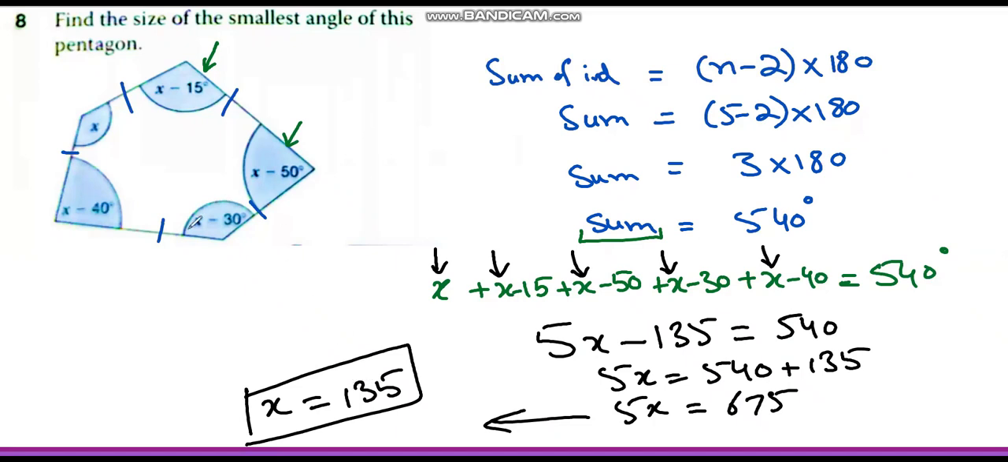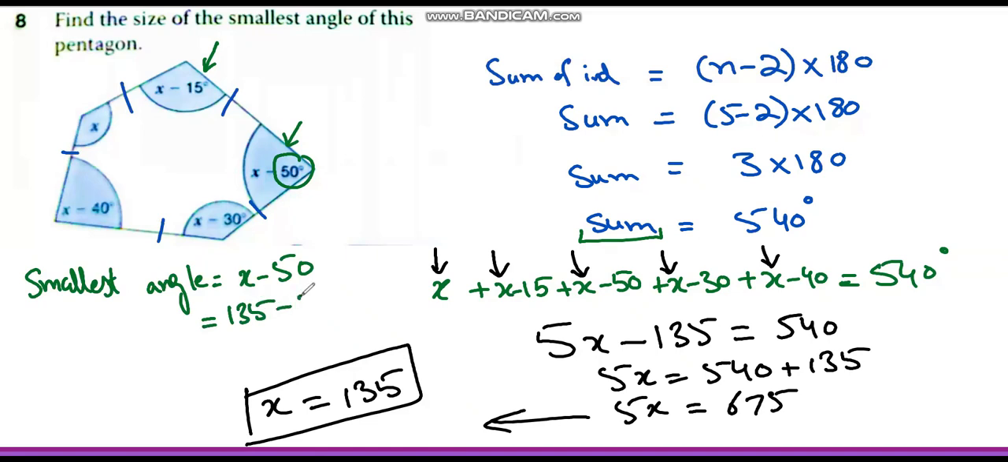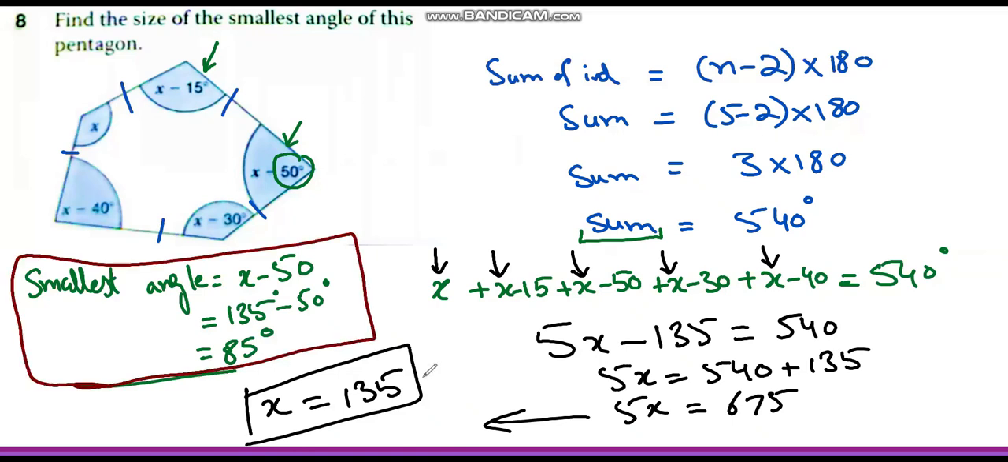Now to find the smallest angle of this pentagon, definitely it will be the one which has the maximum subtraction. Which means if we subtract 50 from 135, we can get the smallest angle. So the smallest angle will be equal to x minus 50. So 135 minus 50 degrees will be equal to 85 degrees. So this is the smallest possible angle over here. Let's proceed to the next question.